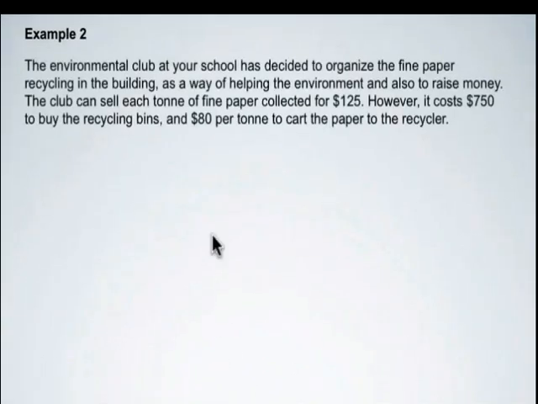For the next question, the Environment Club at your school has decided to organize a fine paper recycling in the building as a way of helping the environment and also to raise money. The club can sell each ton of fine paper collected for $125. However, it costs $750 to buy recycling bins and $80 per ton to cart the paper to the recycler.